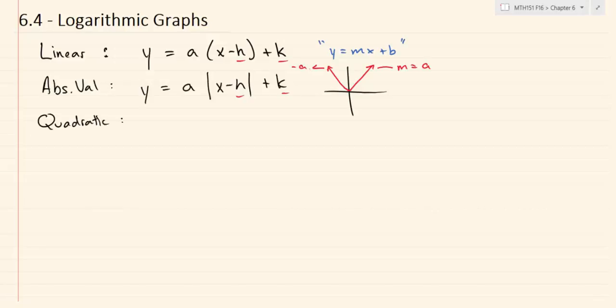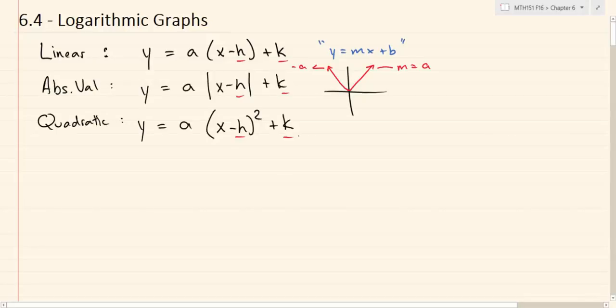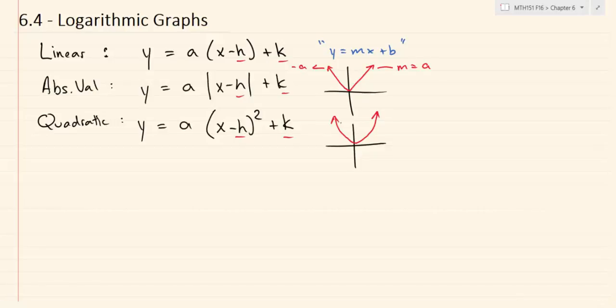You shifted the graph h units left and right and k units up and down based off of that initial graph. Then we had quadratics, and once again we had an h and a k, and our graph looked like a parabola. And again, this format was called vertex format, and the reason they called it vertex format was because h and k gave you your vertex.